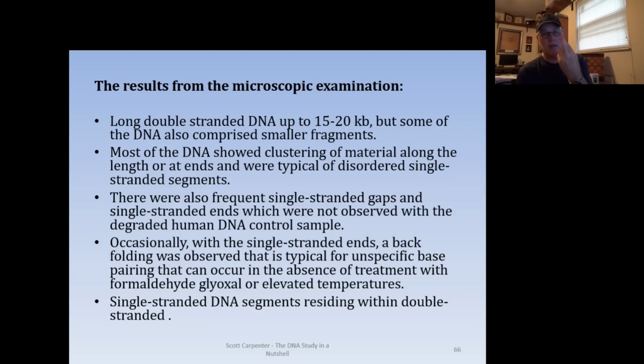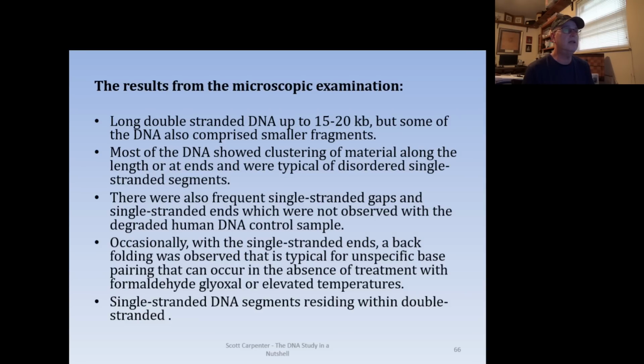DNA is double-stranded, and these samples that were pristine coming from the Sasquatch had disordered single-stranded segments. There were also frequent single-stranded gaps and single-stranded ends, which were not observed with the degraded human DNA control sample. In other words, they had a human control sample that they degraded on purpose, and even it didn't degrade to the point where it would go into the single-strand thing.